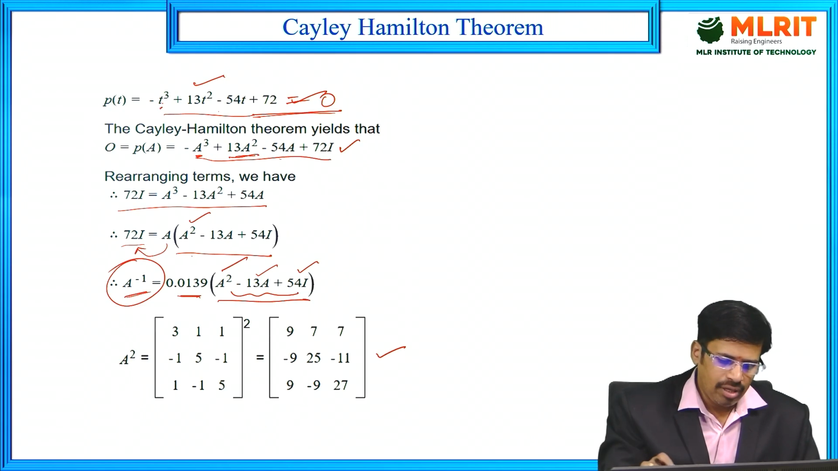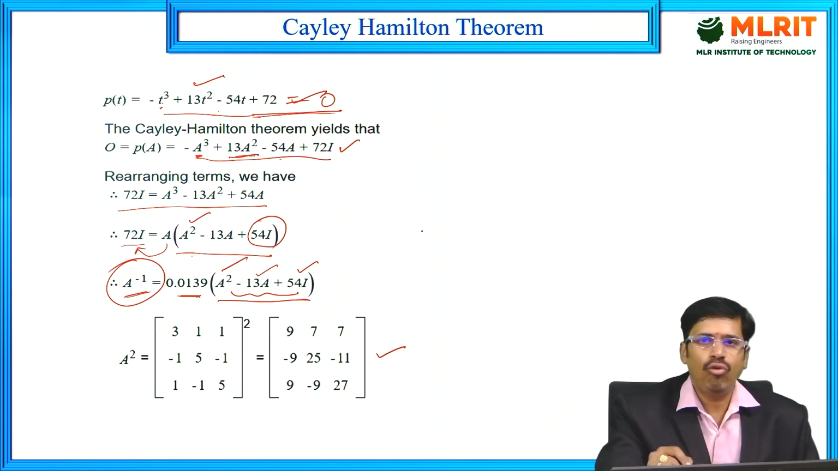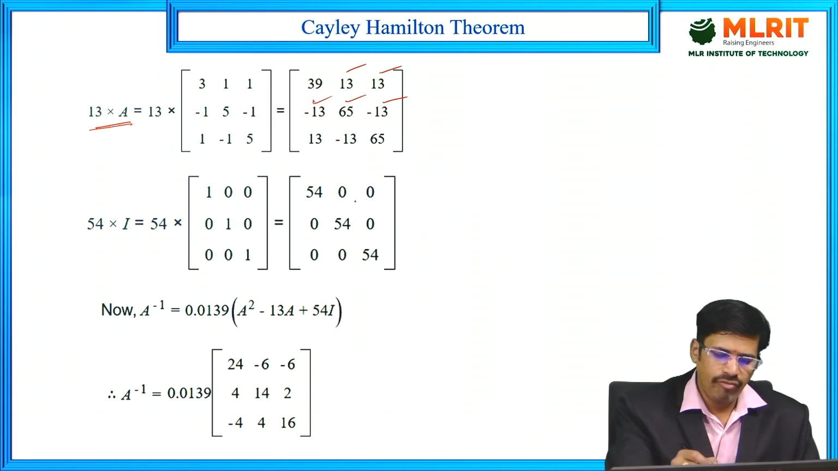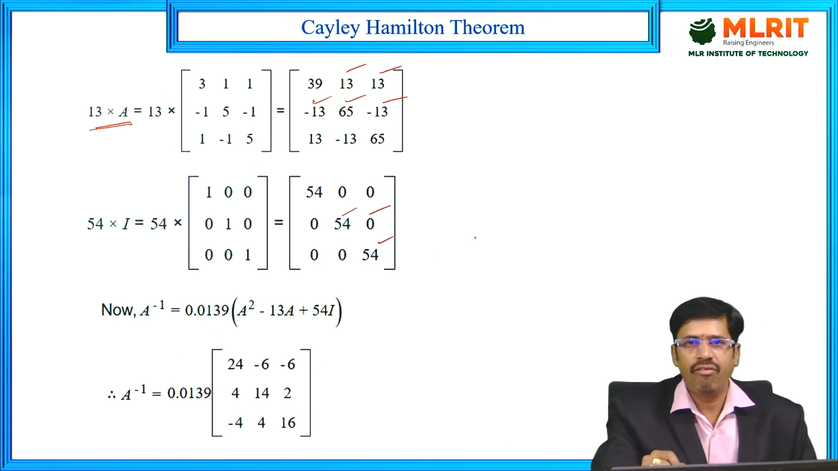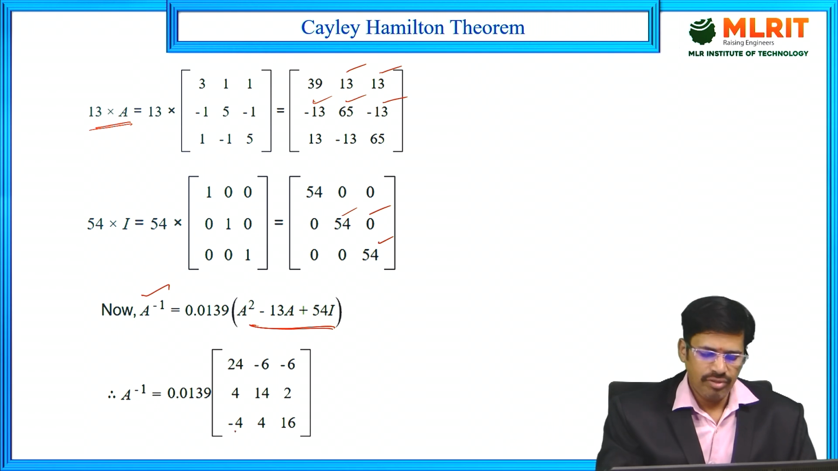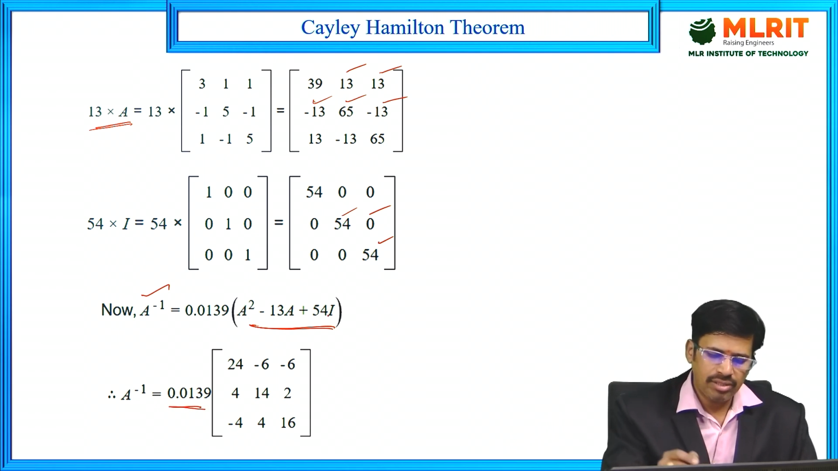Next, in this equation we got 54I. I is the identity matrix, a 3 by 3 matrix: 1 0 0, 0 1 0, 0 0 1. Now I want 54I, so multiply each and every element with 54. So we get 54 0 0, 0 54 0, 0 0 54. Substitute all these matrices in this equation. So we get A inverse, which is 0.0139 into A square minus 13A plus 54I.